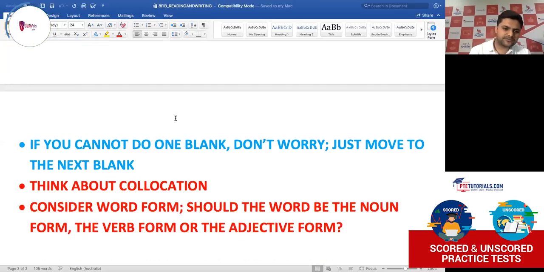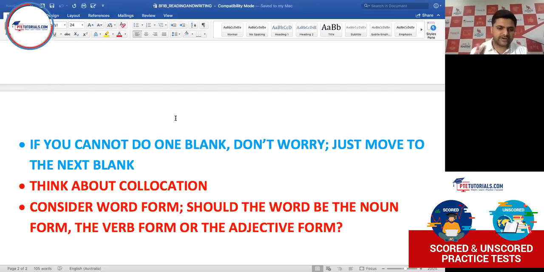Now when you are trying to think what type of word would be suitable, before you have opened the options, just try to figure out a word that is grammatically correct. Try to think about collocation at that moment. Try to think about the word form. So should the word be in the noun form, or should it be in the adjective form?